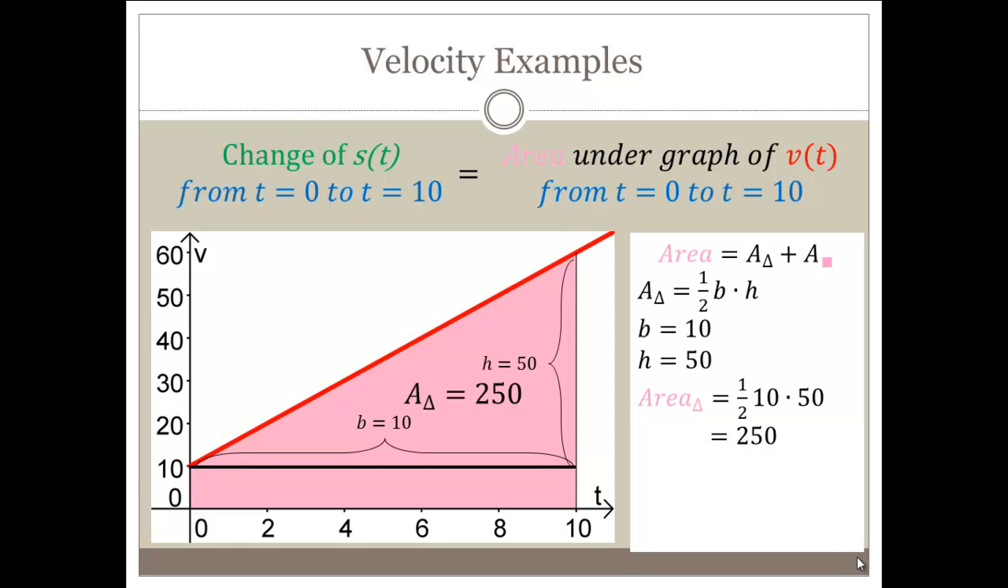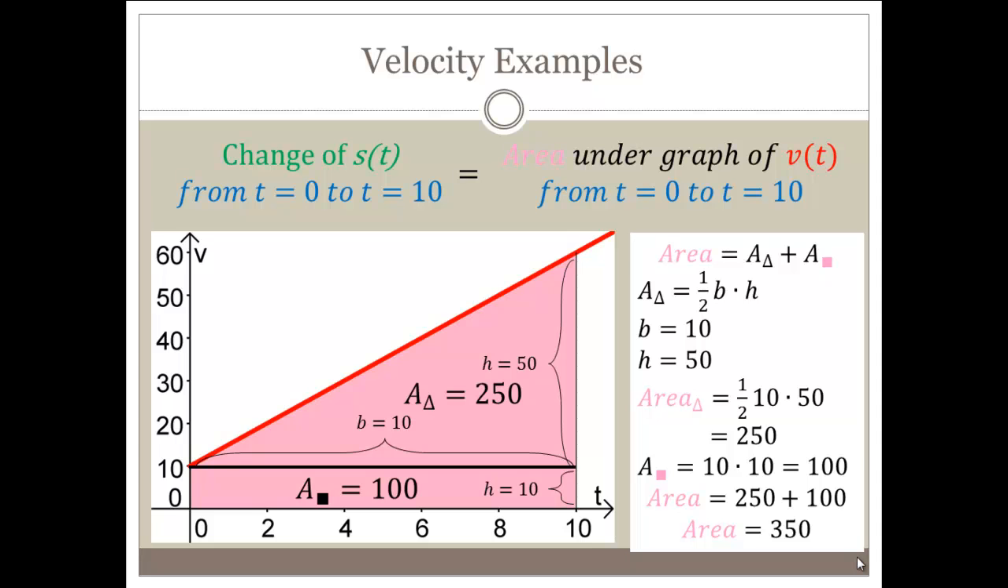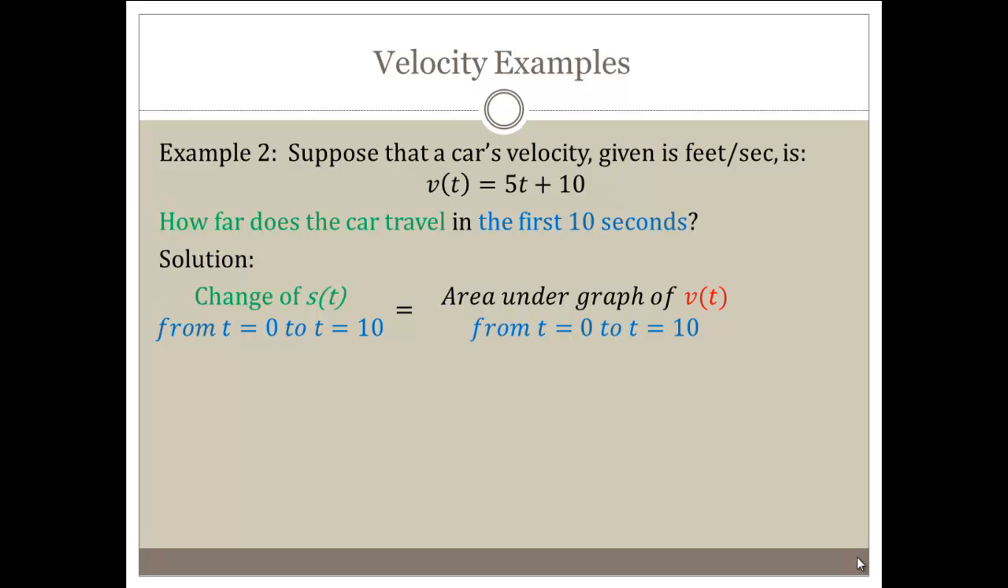Now computing the area of the rectangle, we have that the height is 10, and again the base is 10. So the area of the rectangle is 10 times 10, or 100. Now putting this together, we have that the area under the graph of v of t is 250 plus 100, which is 350. Bringing this back to our original question, we have that the change of s of t from t equals 0 to t equals 10 is the area under the graph of v of t from t equals 0 to t equals 10, which we now know is 350.